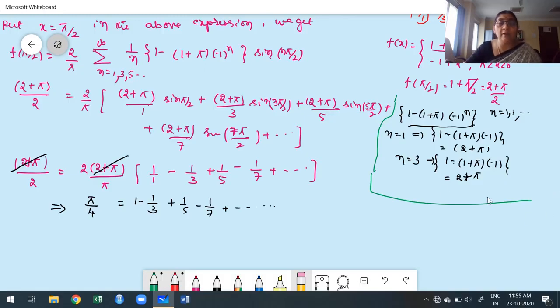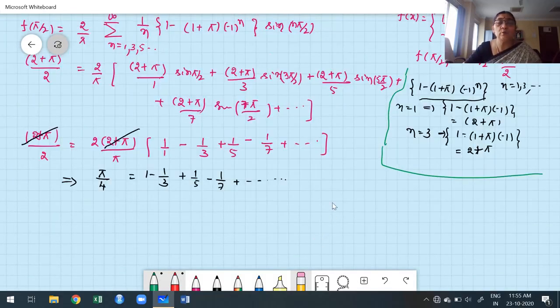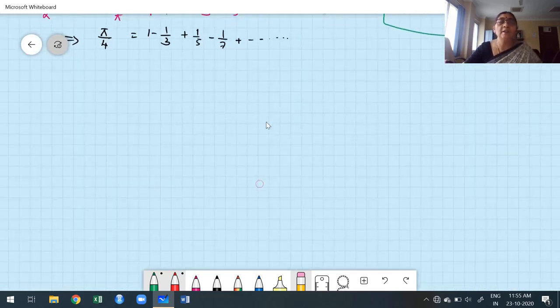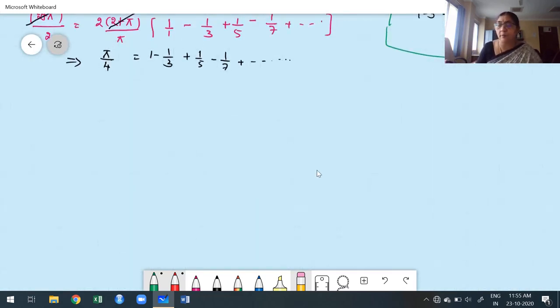This is the simplest, easiest way to prove it when the given function is a splitting function. I'll move on to another splitting function. These are very standard, very important problems. Okay, next problem.